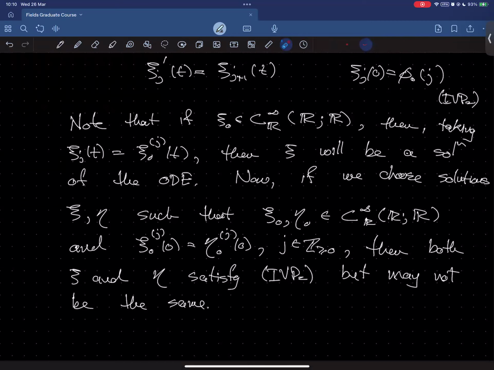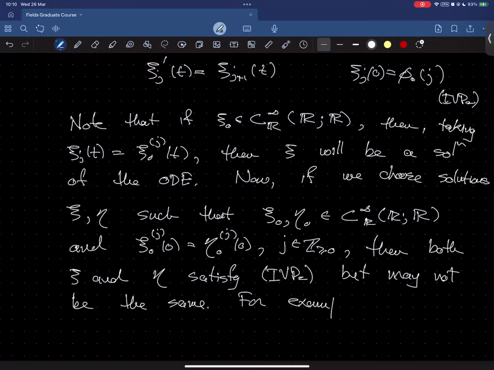Okay, so in other words, asking that these two C infinity functions, C naught and eta naught, have the same derivatives at t equals 0 does not mean that they're the same.